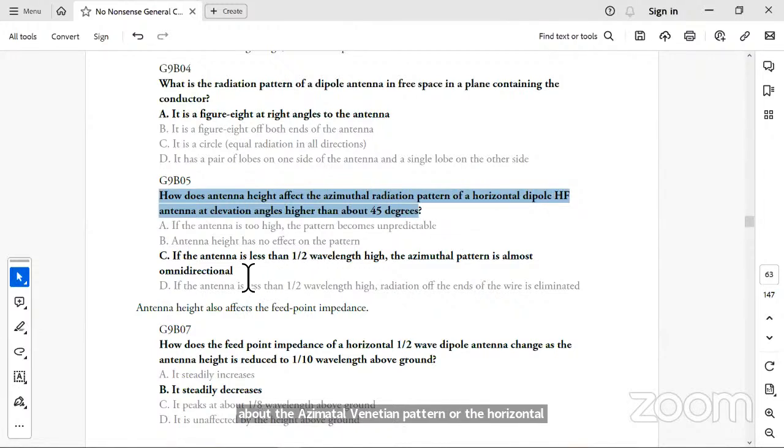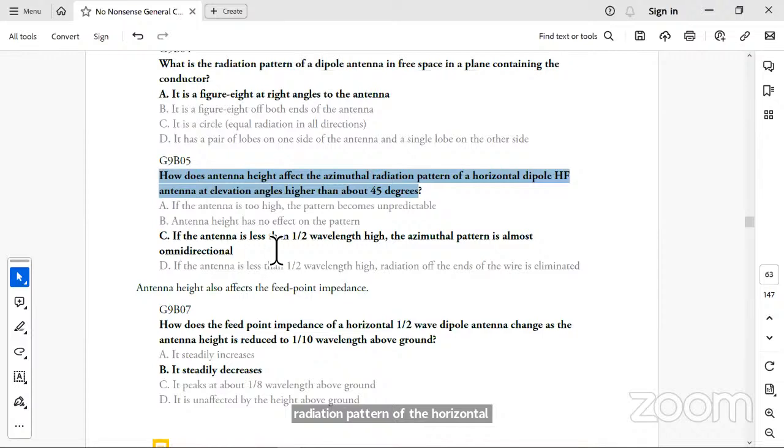And we said that if the antenna is less than half wavelength above the ground, it is an almost omnidirectional radiation pattern. So the azimuthal pattern, or the horizontal radiation pattern, is almost 360 degrees, or omnidirectional.